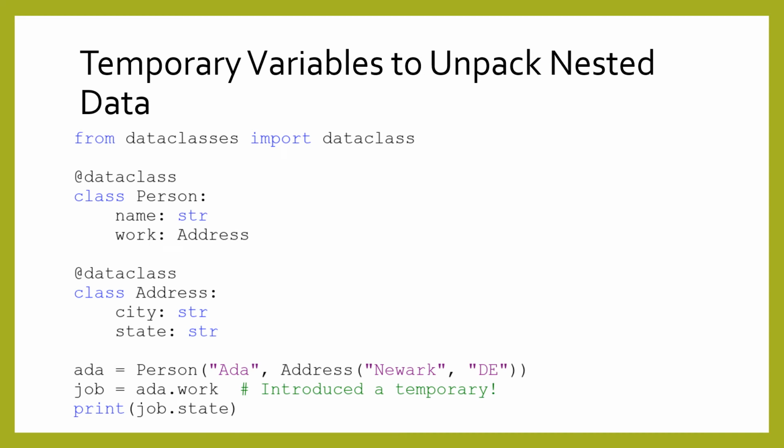A temporary variable can help alleviate some of the ugliness of heavily nested classes. Assigning one part of the chained attribute access to a new variable allows you to name that expression and reuse it later. This is especially helpful if you are going to need to use the value stored inside multiple times.